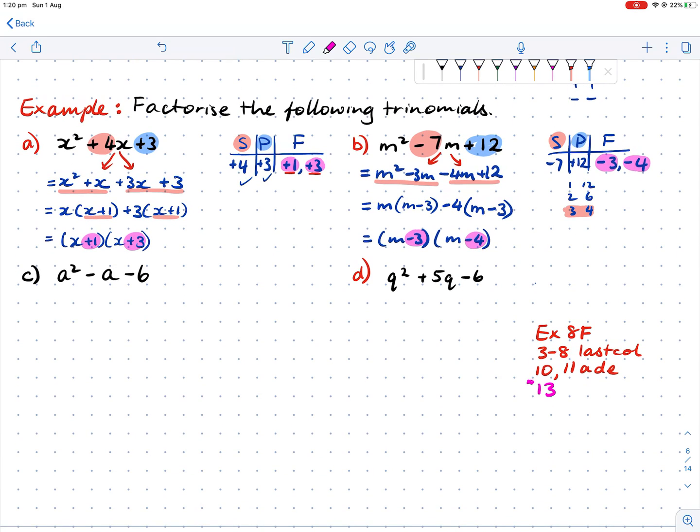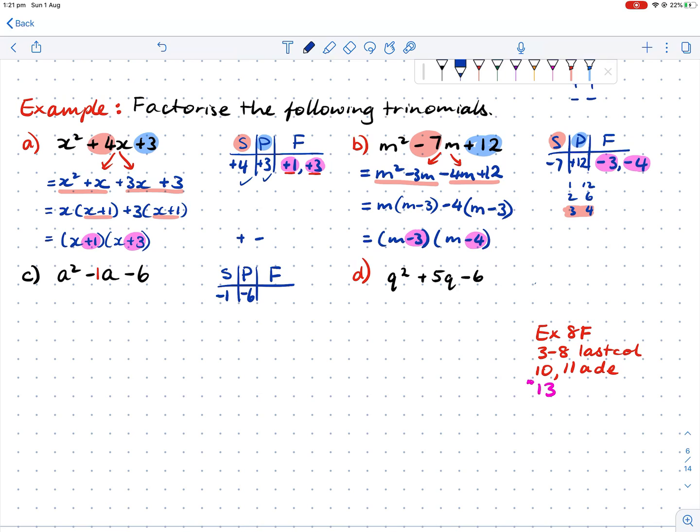All right, let's have a look at question C. So again, SPF. I know some other teachers use PSF. I like SPF because you can remember it like sunscreen. So sum, product, factors. The sum in this case is -1. The product is -6, and we want to find our two factors. Now, if the product is -6, that's a negative number. It means that one of the numbers has to be positive and the other one has to be negative in order for this to work.